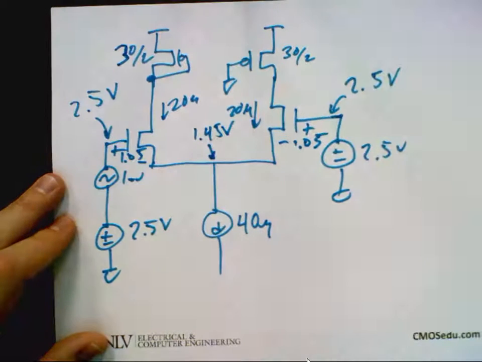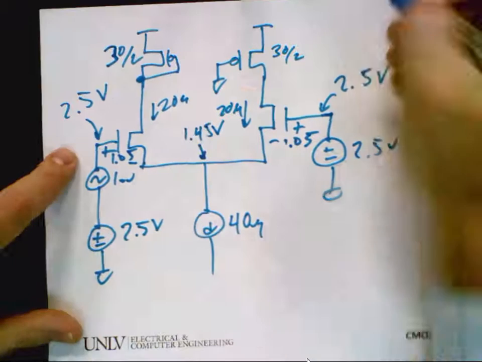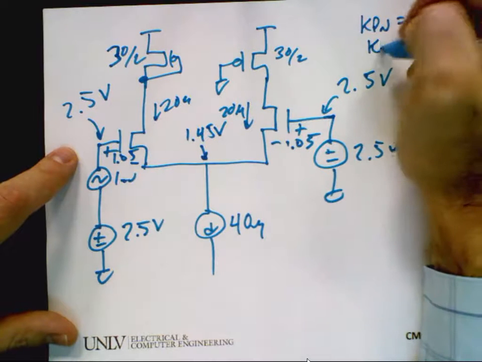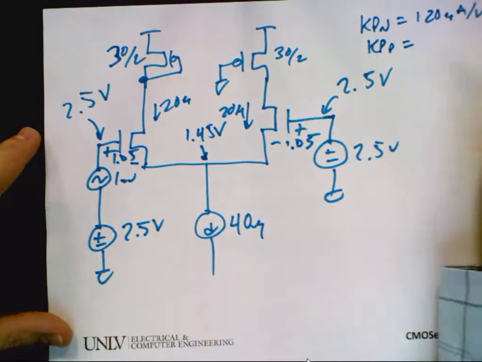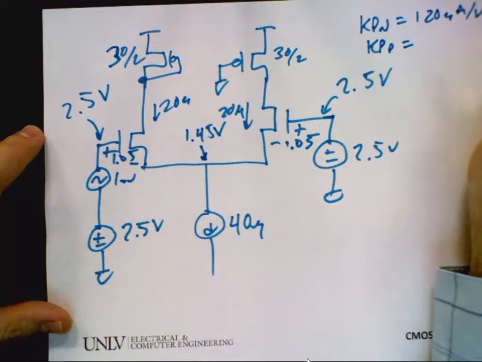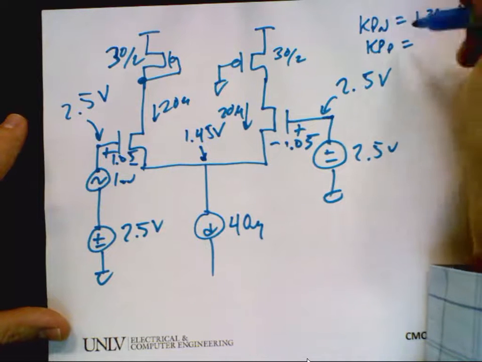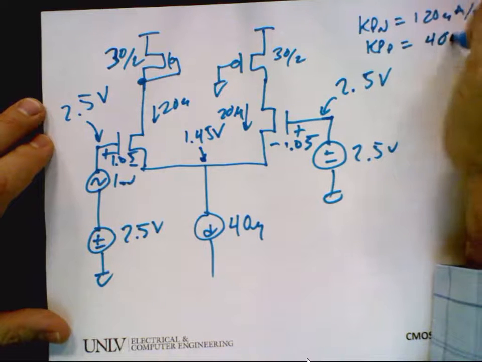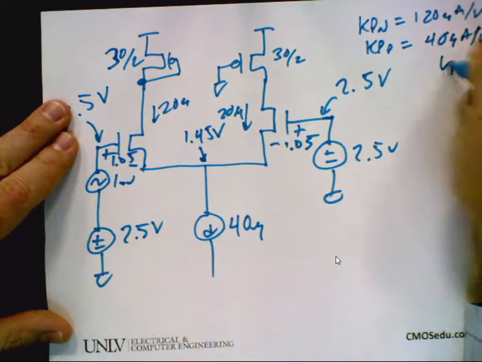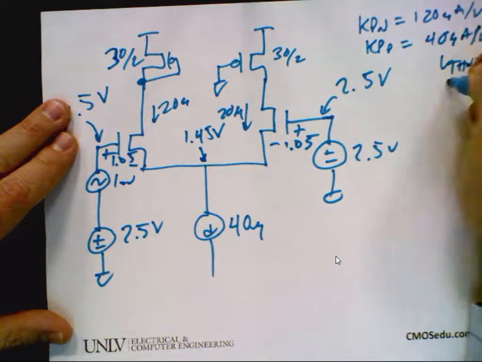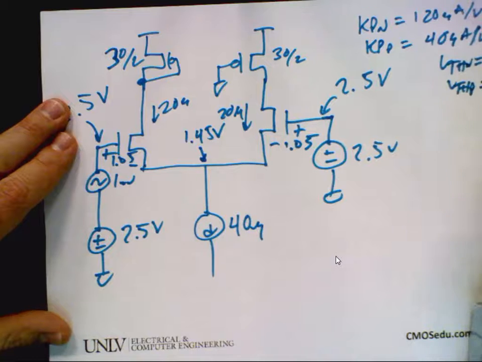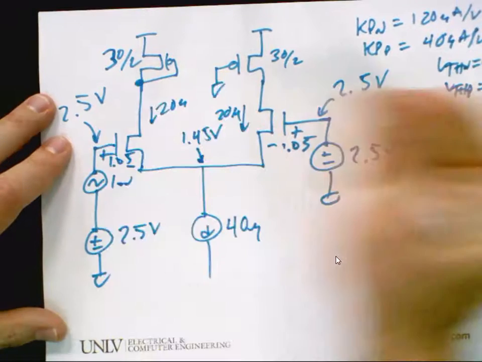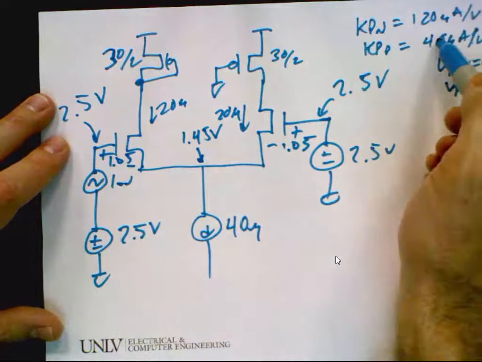That's 30. So you remember the Kp of the NMOS was 120 microamps per volt, and the Kp of the PMOS, what's Kp stand for? Kitchen Patrol? Kp, transconductance parameter, is 40 microamps. We said that V threshold N was 0.8. V threshold P was 0.9. So I've made this one 30, or 3 times wider, which compensates for the lower transconductance parameter.